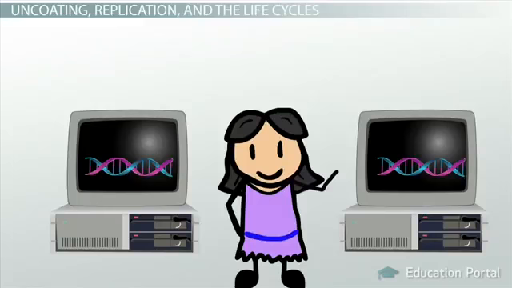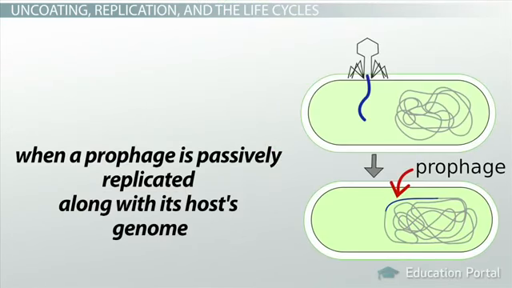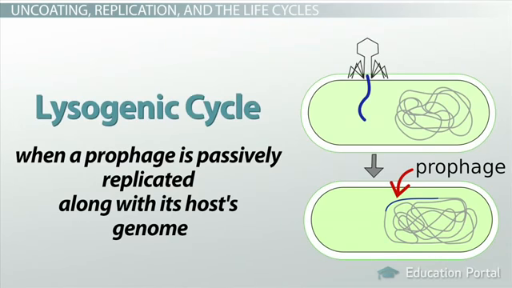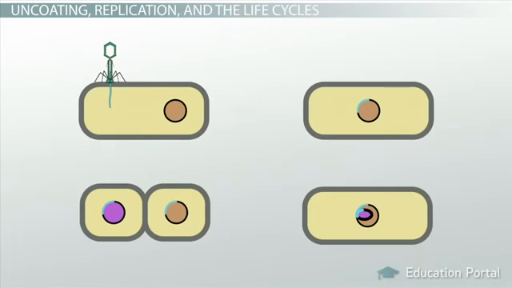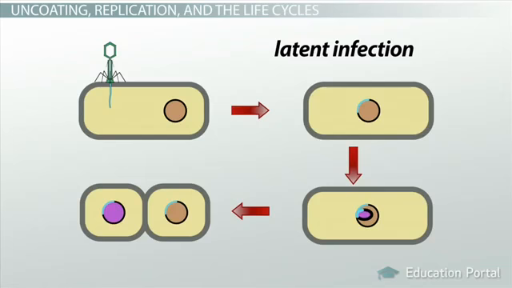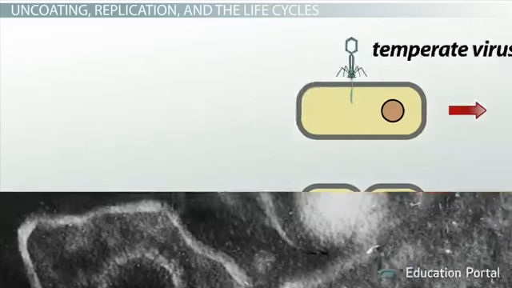Very clever indeed. When a prophage is passively replicated along with its host genome, we term it the lysogenic cycle. In this passive cycle, no viruses are produced, and the viral genome is simply copied if the host replicates. This cycle is more colloquially known as a latent infection, and its virus is called a temperate virus. This is when the virus lies dormant until triggered.